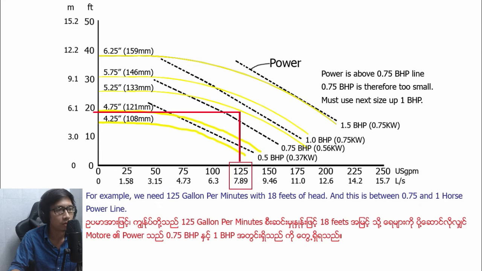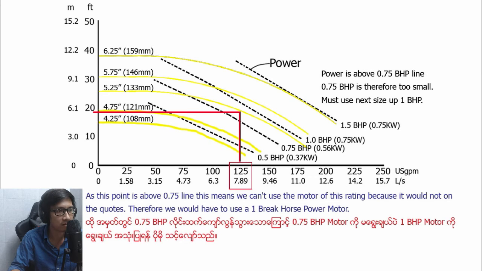For example, we need 125 gallons per minute and 18 feet of head, and this is between the 0.75 and 1 horsepower lines. At this point, it is above the 0.75 line, which means we cannot use a motor of this rating because it will not cope. Therefore, we will have to use a 1 brake horsepower motor.